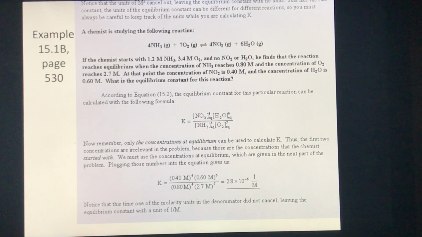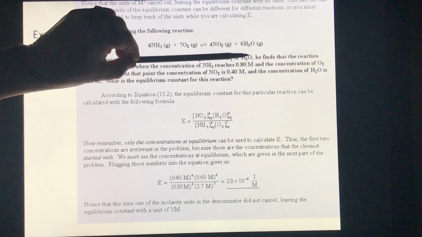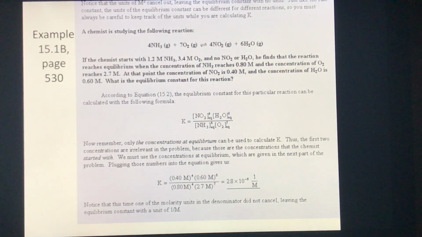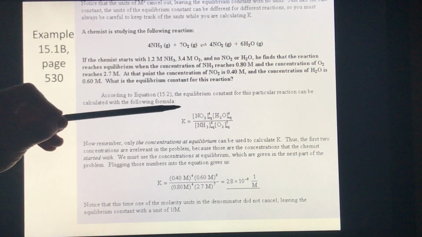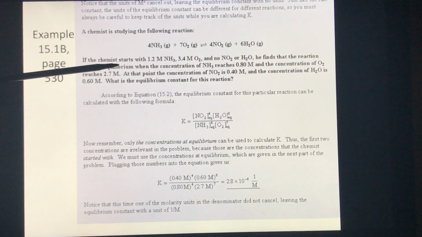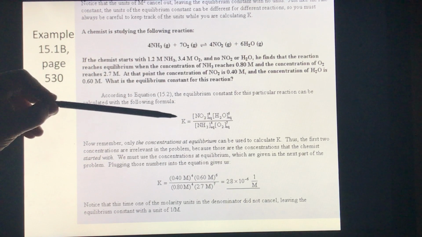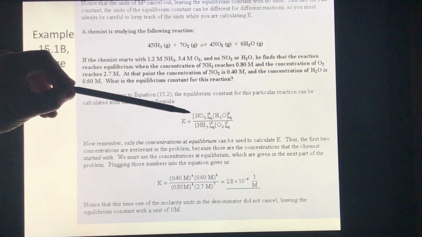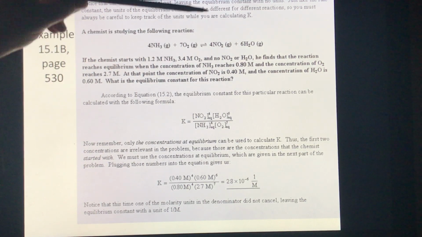All right, so the take-home point on this is that this whole first line of information is extraneous. You really don't need to know this top line in order to calculate your K. You want to focus on the values that are mentioned after it reaches equilibrium. So we first set up the equation using the chemical equation on the top.